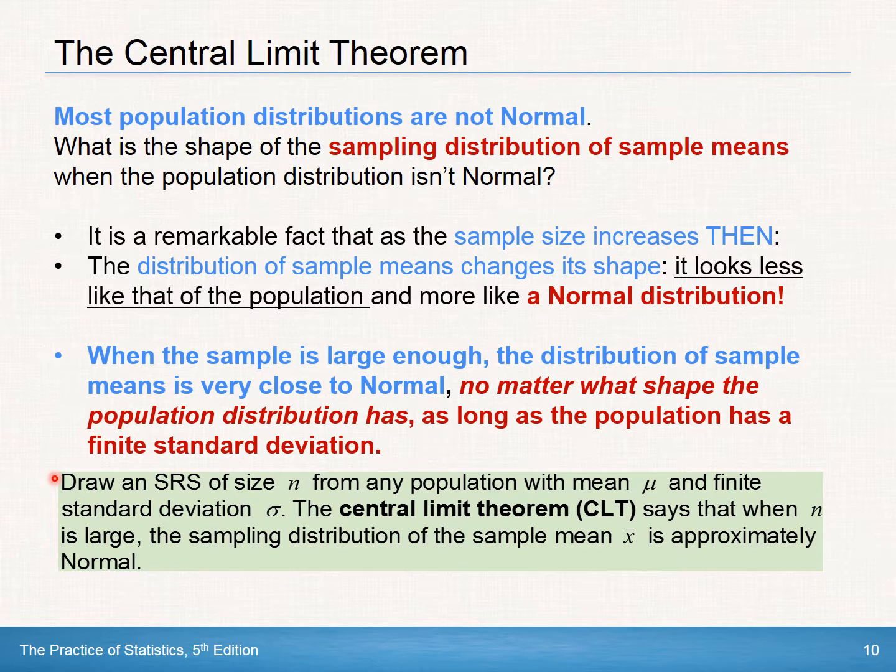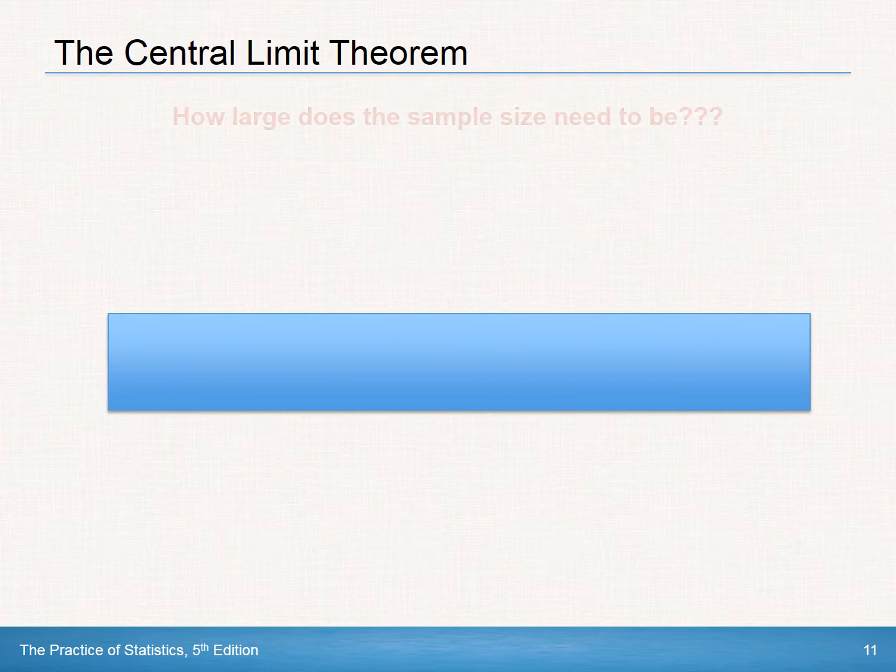This is where the central limit theorem comes into play. If we draw a simple random sample of size n from a population with mean mu and finite standard deviation sigma, the central limit theorem, which you can abbreviate as CLT, says that when n is large, the sampling distribution of the sample mean is approximately normal. So the sampling distribution is normal if the population is normal or if I have a large enough sample. Well, how big does that sample need to be?